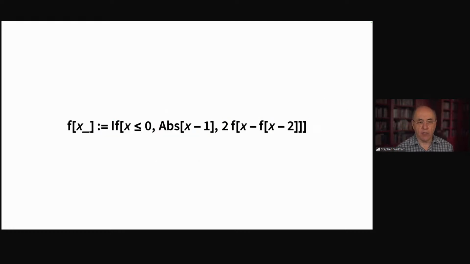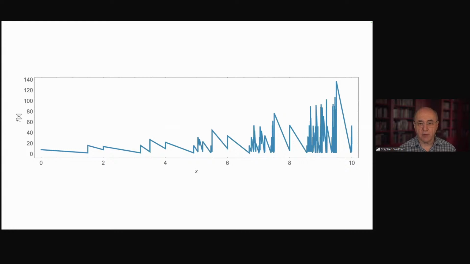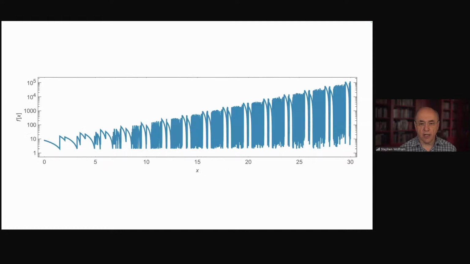So this is what we're looking at. If x is less than or equal to 0, then the result is abs of x minus 1. Otherwise, it's 2f of x minus f of x minus 2. So this gives a rather different result. That's what it looks like. Continuing for larger x on a log scale, this is what we get.